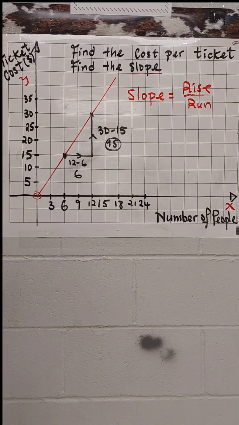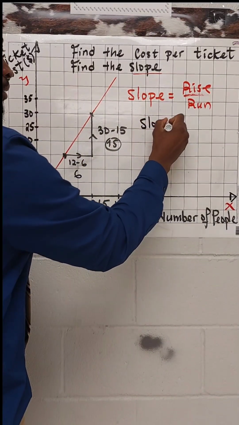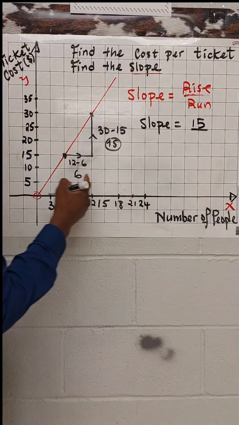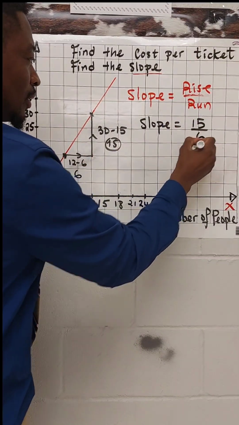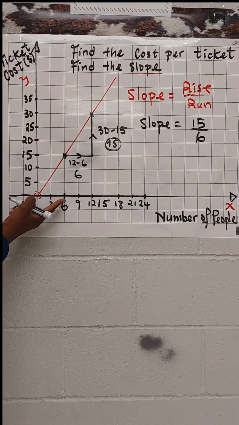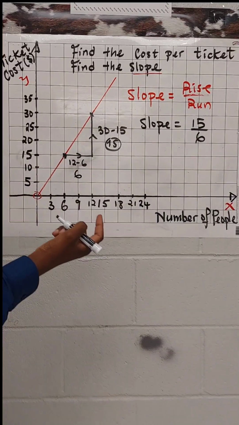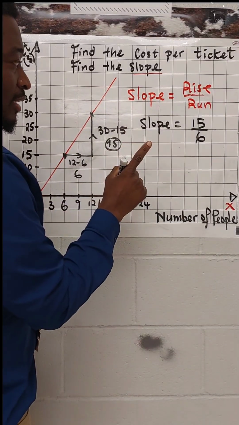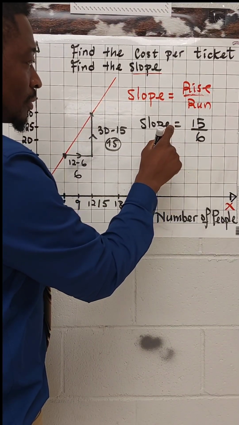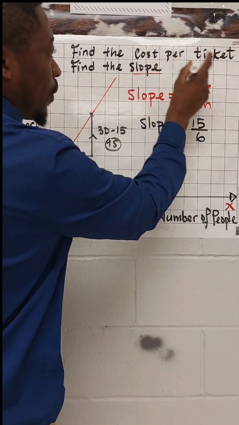So this gives us a slope of, so our slope here will be the rise of 15 divided by a run of 6. Okay, notice that this slope also represents this point where 6 tickets cost $15, which is the rate. Okay, but is that the unit rate? No, the unit rate will be this equivalent fraction in simplest form. That means the cost per ticket. We want to find the cost for one ticket.